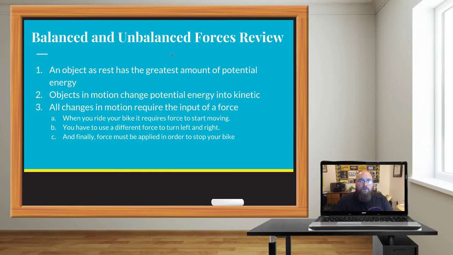So let's do a quick review of balanced and unbalanced forces. We know that an object that's at rest has the greatest amount of potential energy. Now, of course, height can affect this. If we have a hill, an object at the top of the hill, at rest, has more potential energy than an object at the bottom of the hill that's at rest. Then when it comes to kinetic energy, when something is in motion, we are transforming potential energy into kinetic energy, and then vice versa as something begins to slow down.